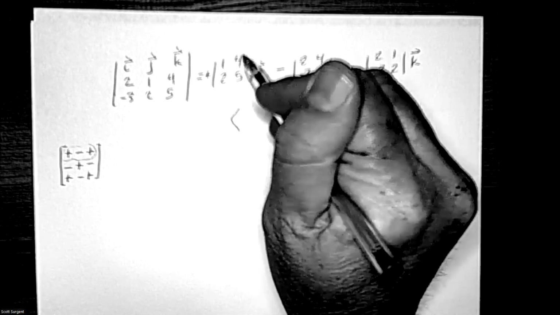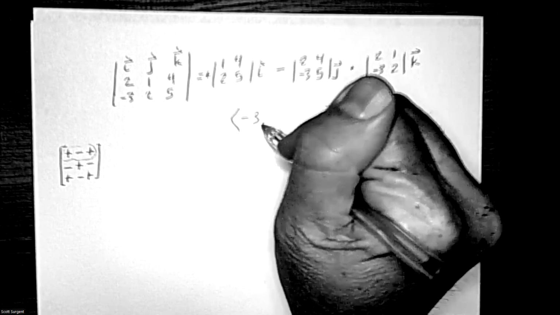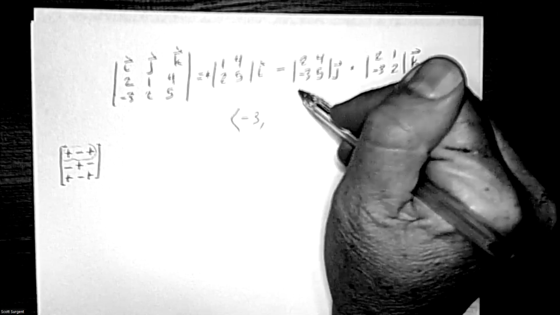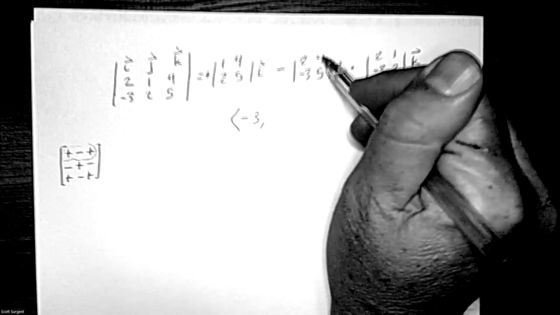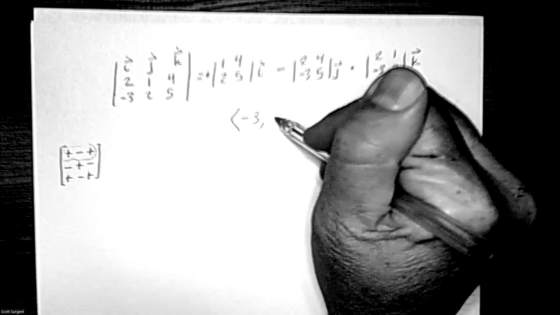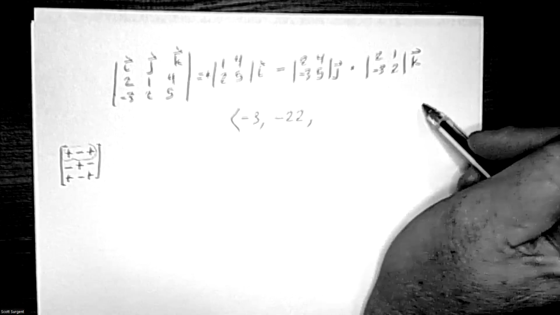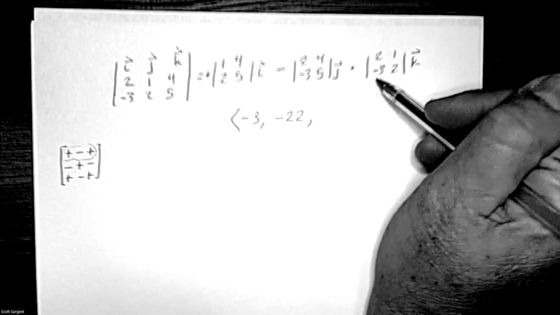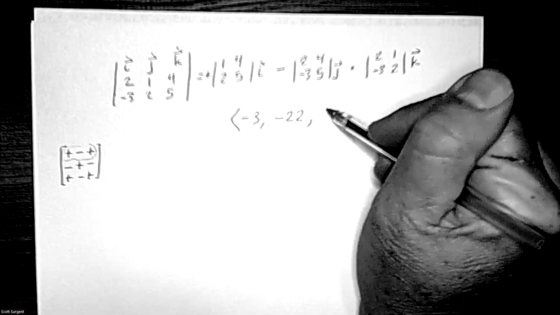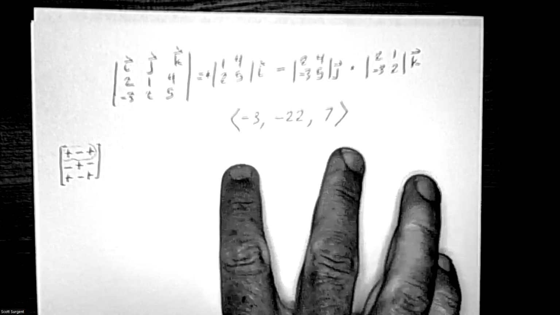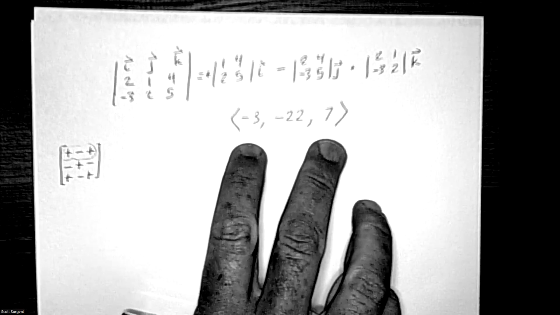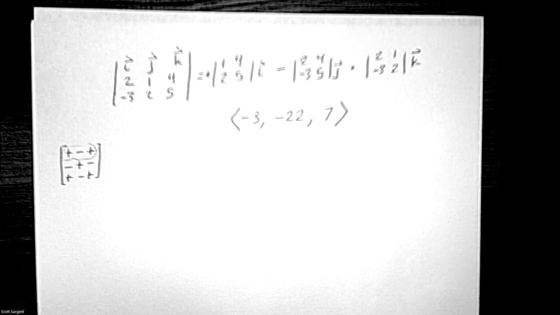Here I have 5 take away 8 is -3. Here I have 10 take away a -12. That's 10 plus 12, which is 22. Then the negative attaches. So in this case, it's -22. Here I have 4 take away -3. That's 4 plus 3, which is 7. All right, this is the cross product of these two original vectors.